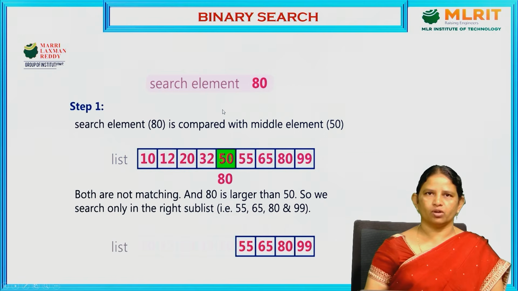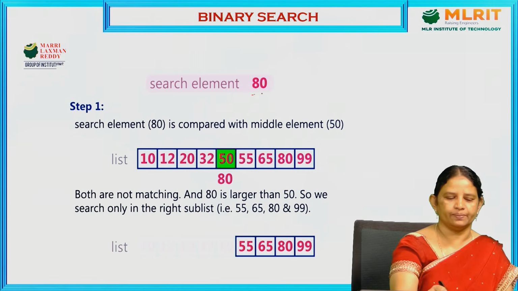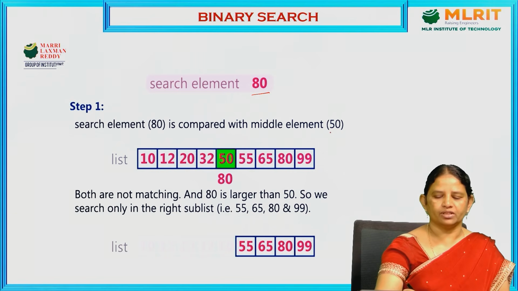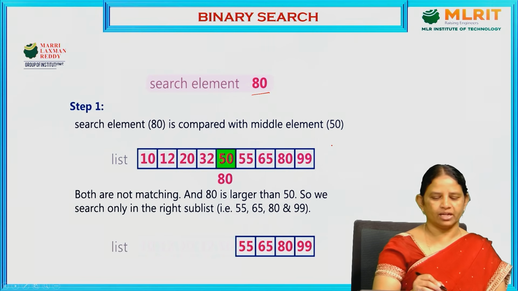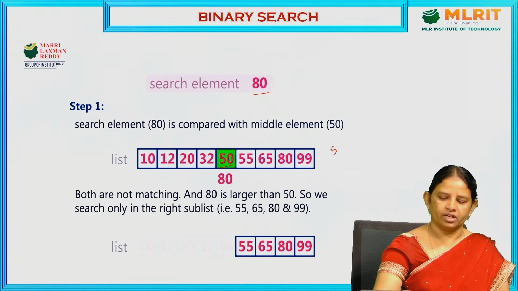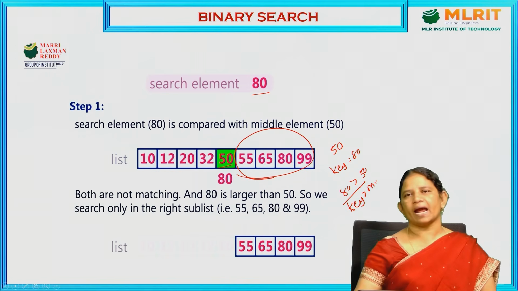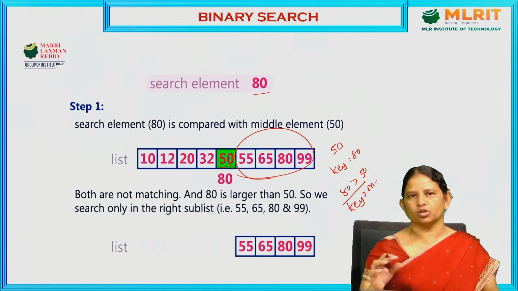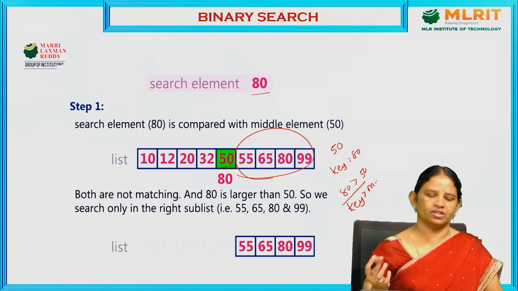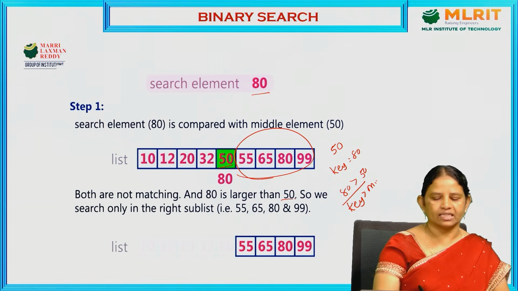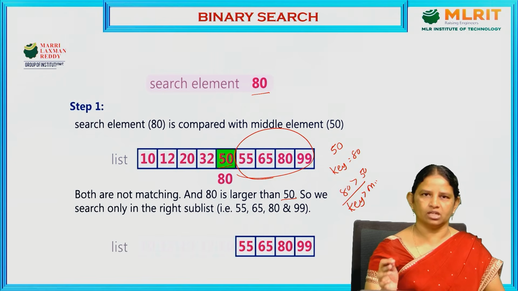Next, take one more example. The search element is 80. Now 80 is compared with the middle element. Total 8 elements are there, and the middle element is 50. The key element is 80, and 80 is greater than 50. That means the key element is greater than the mid element. Both are not matching, so we have to concentrate on the right sublist.